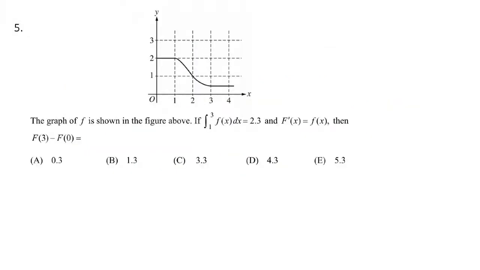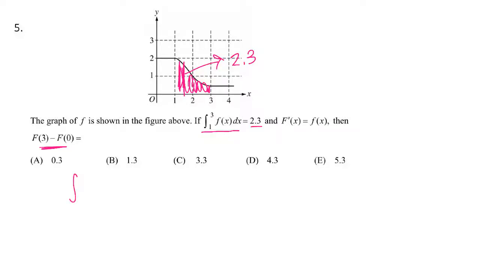All right, number 5. Number 5 can seem tricky, but in the end, it's not too terribly bad. The first part of this, you're told that if I integrate my function from 1 to 3, I get 2.3. So I know from 1 to 3, this bounded area right here has a value of 2.3. All right, now the next question we're asked is, well, what does f at 3 minus f at 0 equal? Well, let's think about this for a minute.